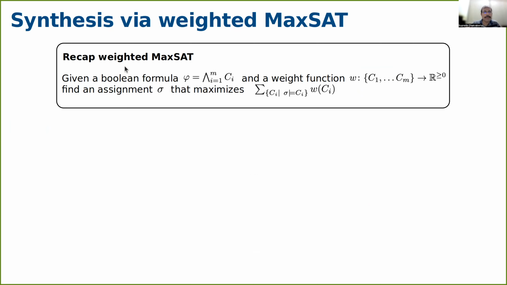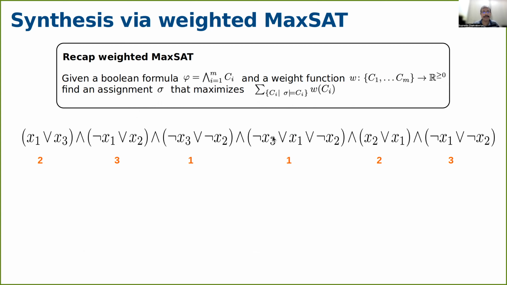So just to recap quickly, what is weighted MaxSAT? You're given a Boolean formula in CNF. So it's a conjunction of clauses. And you're given a weight function which maps each clause to a non-negative real number. And you're required to find an assignment sigma that need not satisfy all the clauses, but it maximizes the sum of weights of the satisfied clauses, right? So for a given assignment sigma, some clauses will be satisfied, some clauses will not be. So you look at only the clauses that are satisfied, so all Ci such that sigma satisfies Ci, and you sum up their weights.